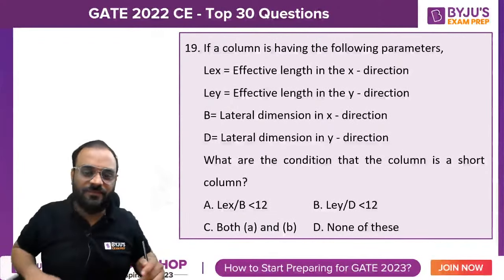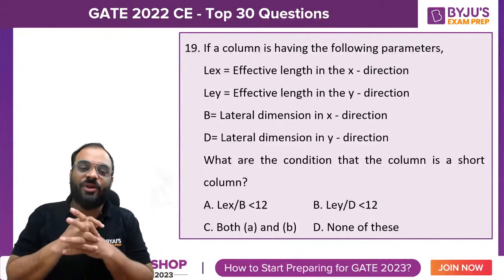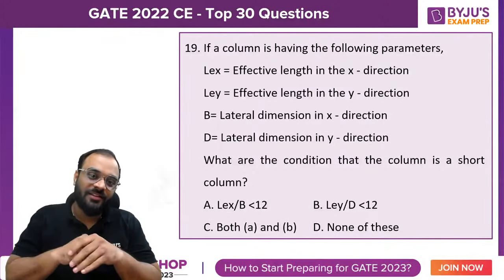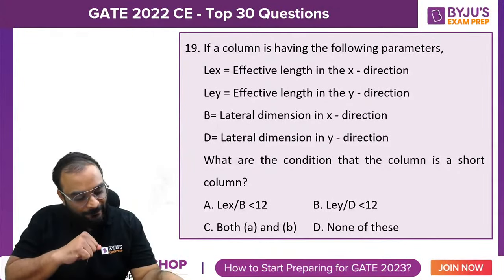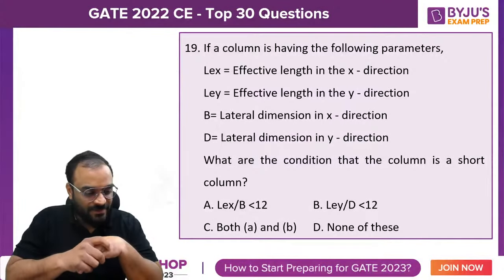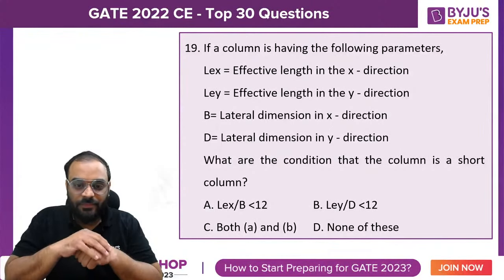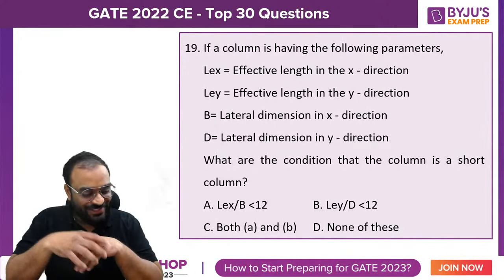Next question, very easy. Tell me the answer. The condition of short column, I think all of you know that. 1 mark problem. After such big questions, you will get something easy, to make everyone happy. C. Okay.